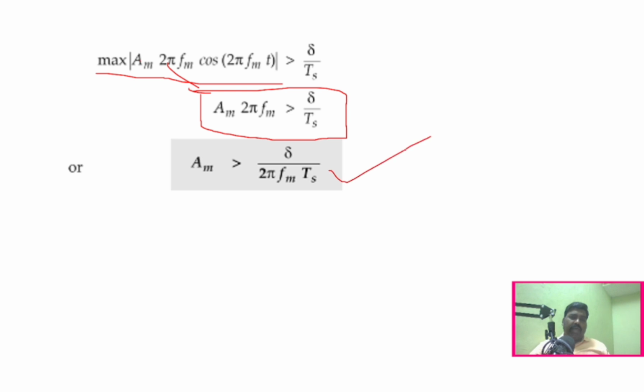So this is what we wanted to derive, and this is the formula we have to use for the condition when there is slope overload error. When there is no slope overload error, we have to use this particular formula: Am is greater than or equal to.